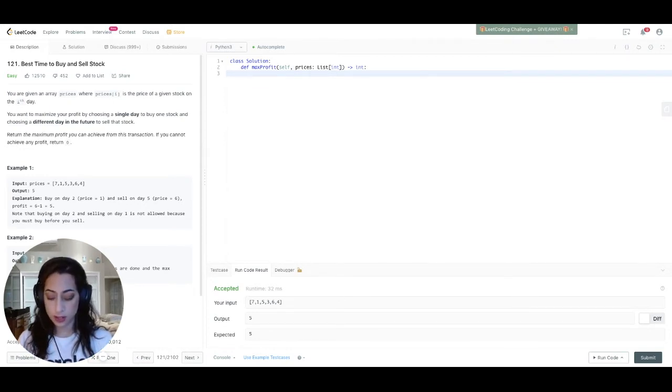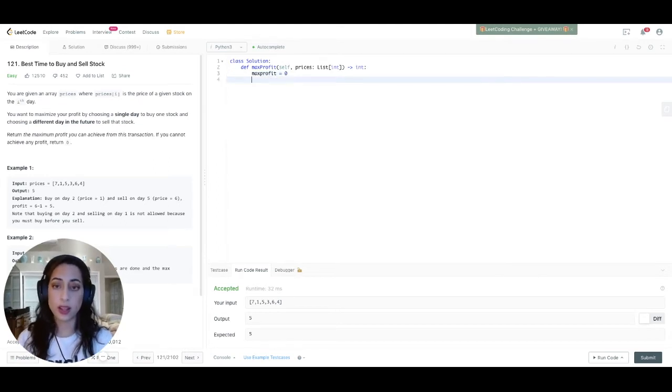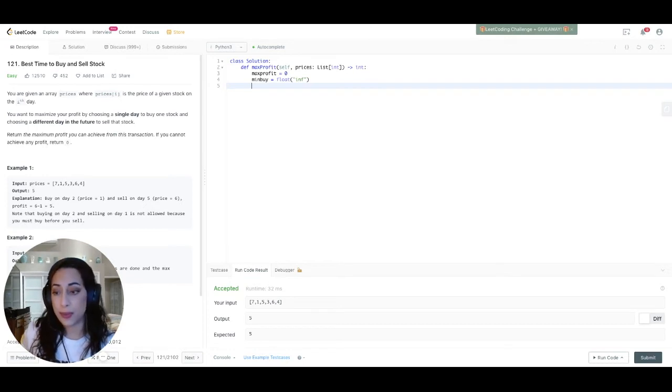So let's go ahead and start by setting our max profit to 0, okay? And then we want to figure out what our min price is going to be that we're buying at. So let's set that to positive infinity. This would basically be the worst case scenario, where we would not have a profit, and we would return that max profit of 0. Here we say if you cannot achieve any profit, return 0, and that would be the case where the numbers are in descending order, right? So we start high and end low, and there's no way that we could make a profit, okay?